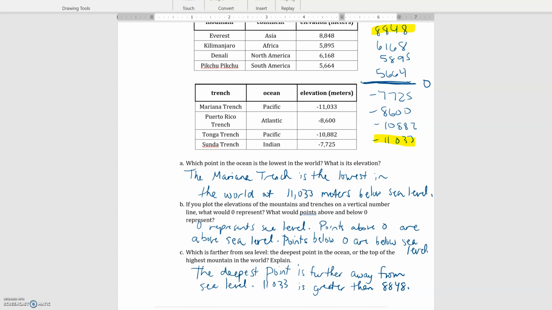Ask any questions you have now before you take your exit ticket on today's lesson.